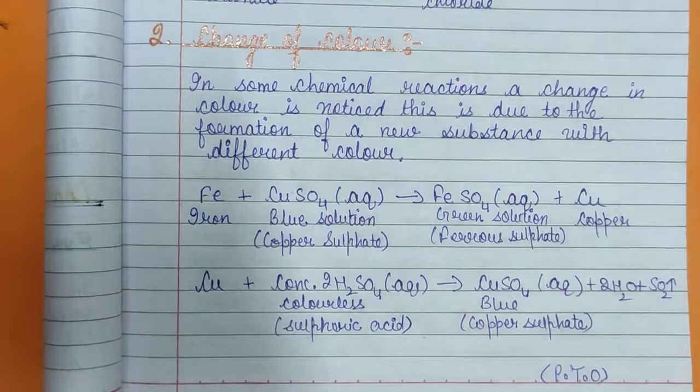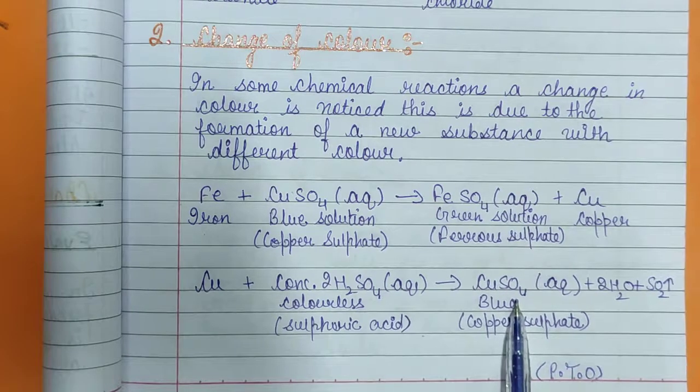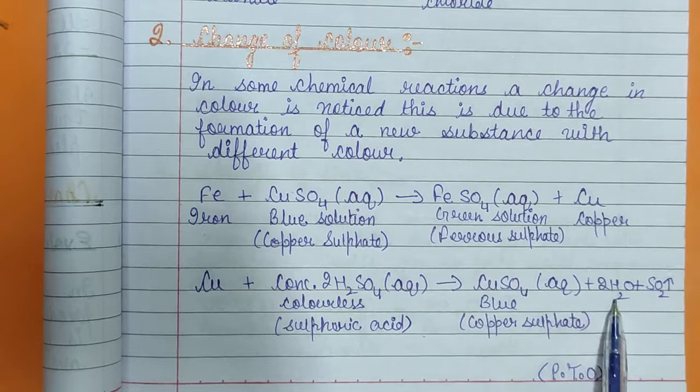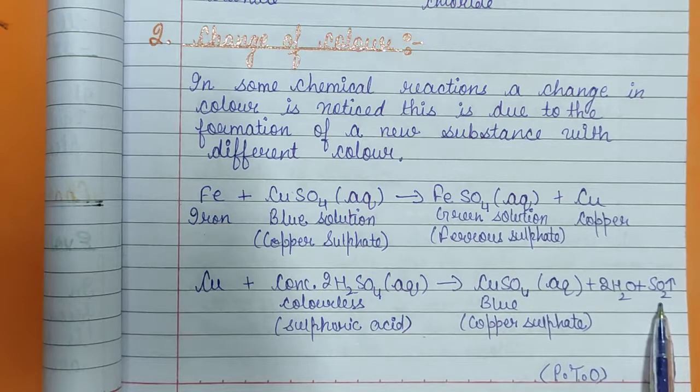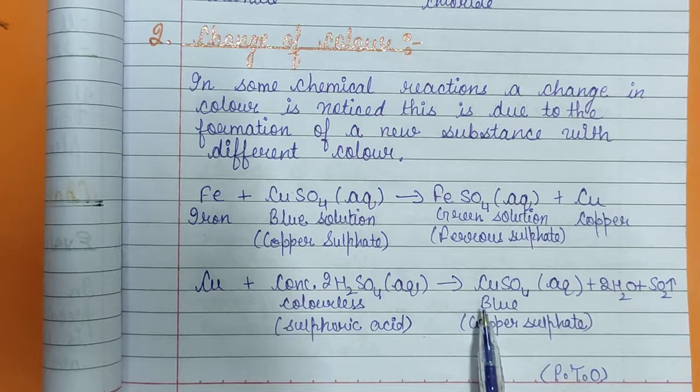when copper reacts with colorless concentrated sulfuric acid solution, it will give three products, which is copper sulfate, water molecules and sulfur dioxide. But in copper sulfate there will be a change of color, which is blue. Right? So this shows the change of color.